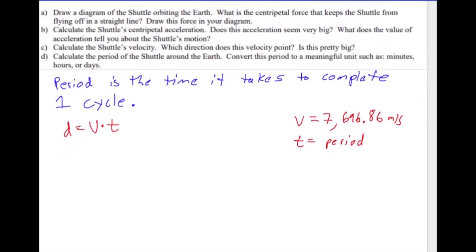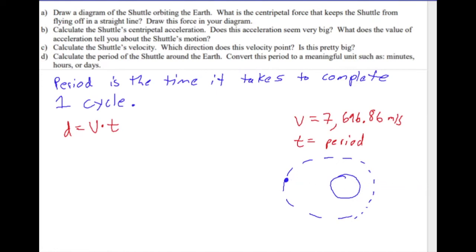So if we look back at our diagram really quickly, we're going to see that here is our satellite or space shuttle, whatever you want to call it. Here is the Earth, and then here is the orbit that it takes. Well, the distance that it's going around, and this should be more elliptical, kind of circular, but kind of looks like an egg right now. And the distance is actually the orbit that I just drew.